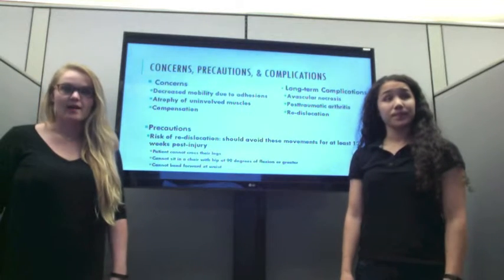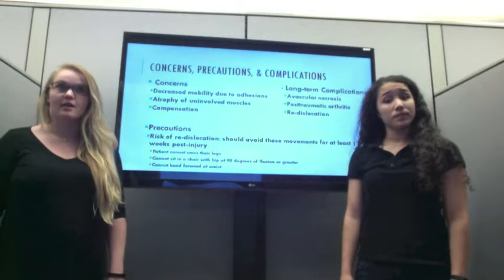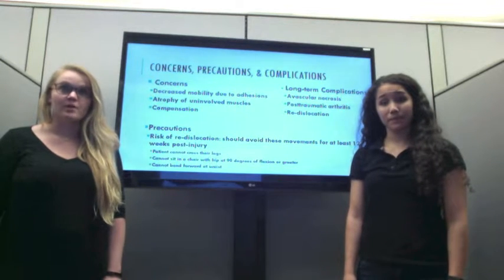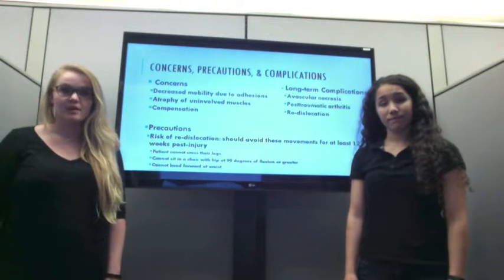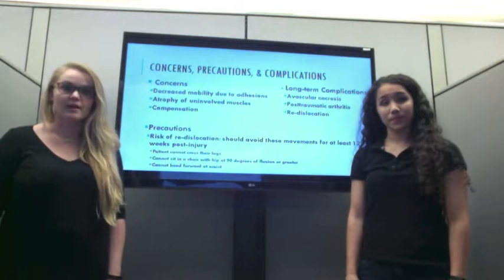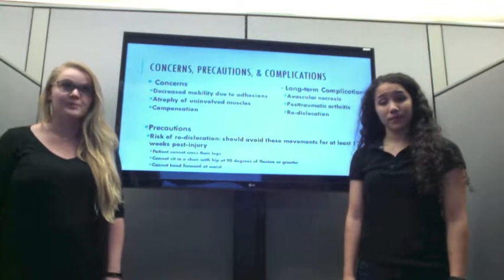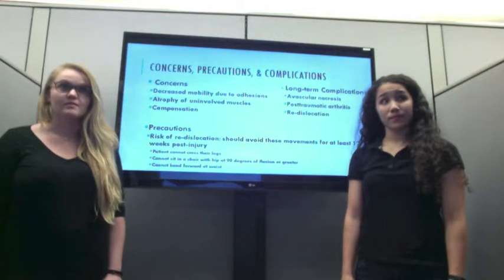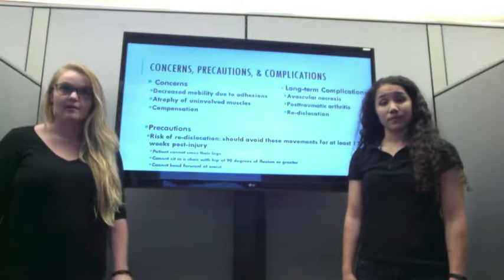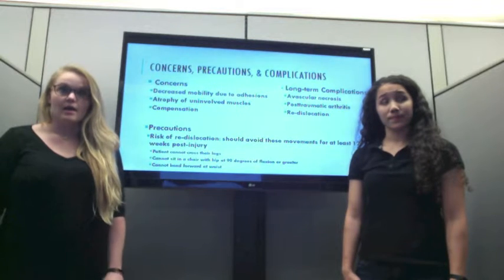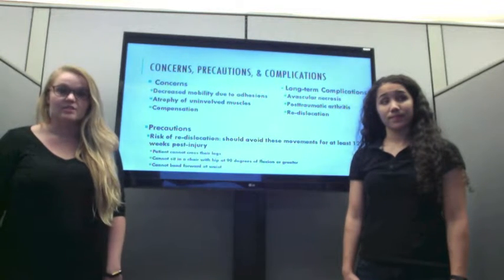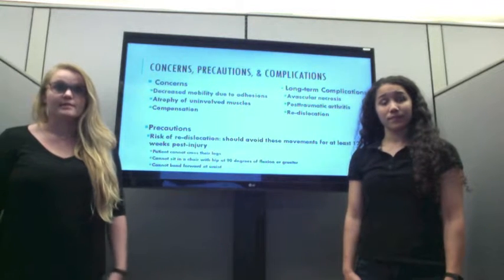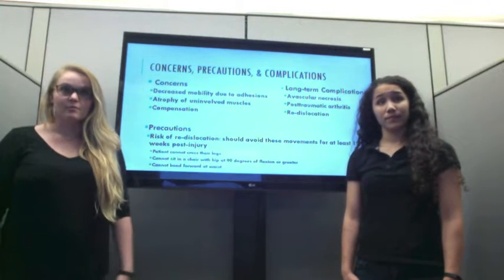Some concerns we have with this injury are decreased mobility. These are primarily due to adhesions that may have developed while he was immobilized right after his injury. We would also be concerned with atrophy of muscles in his lower leg, and also any compensation that he may have due to his injury during his gait and other phases of movement.